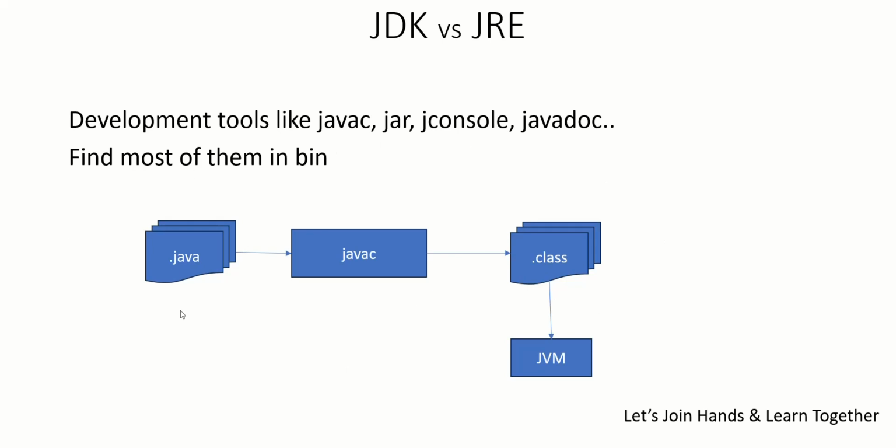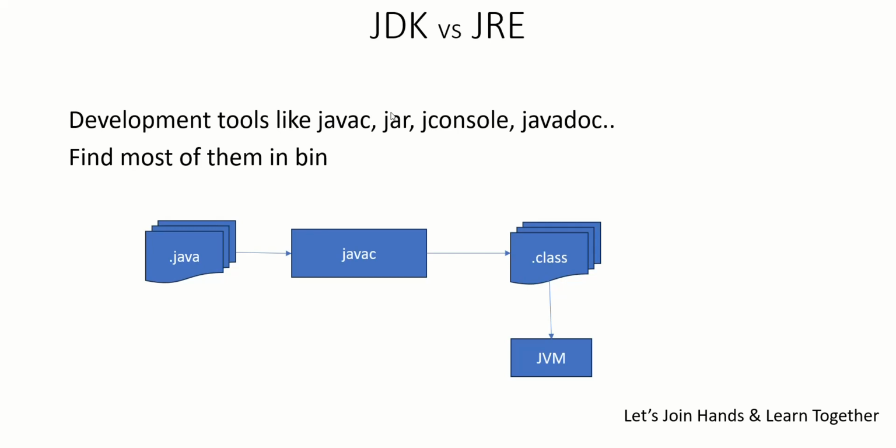The javac command will only be present in JDK, not in JRE. Similarly, if I want to generate a jar file, we use the jar command, which is only present in JDK. If I want to see the memory footprint, we use JConsole, which is present in JDK. The javap command is present in JDK. If you download a JDK and go to the bin folder, we can see these applications there. Certain things which are necessary for development purposes will only be present in JDK.